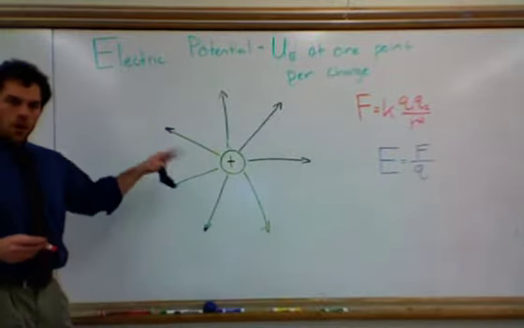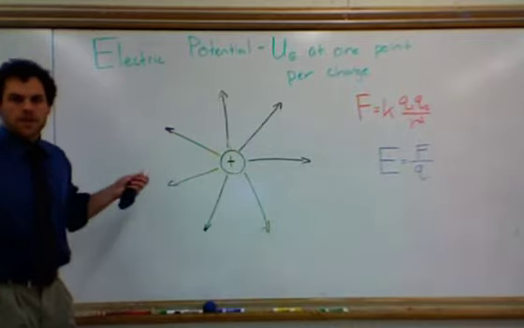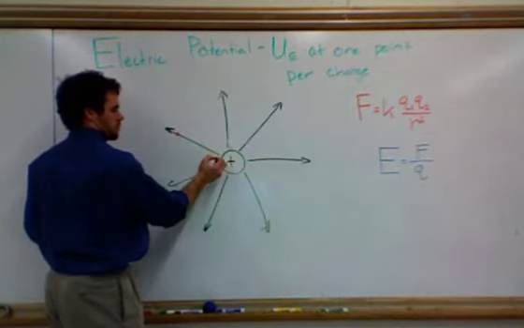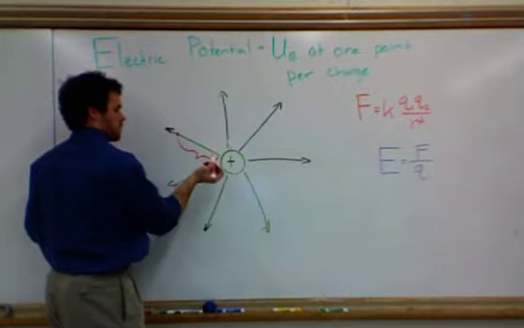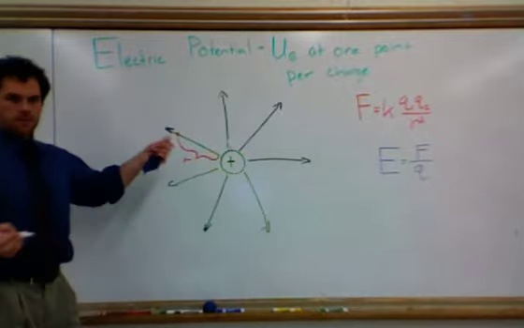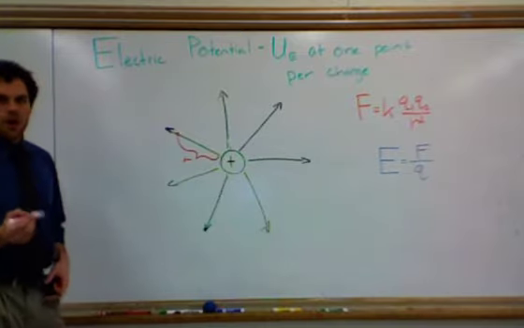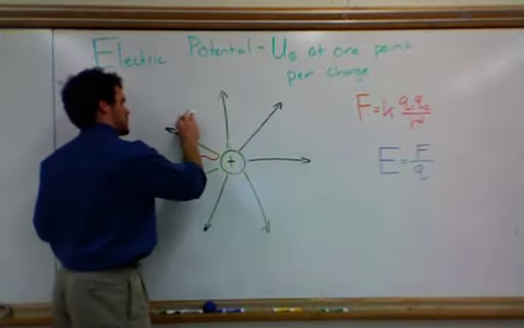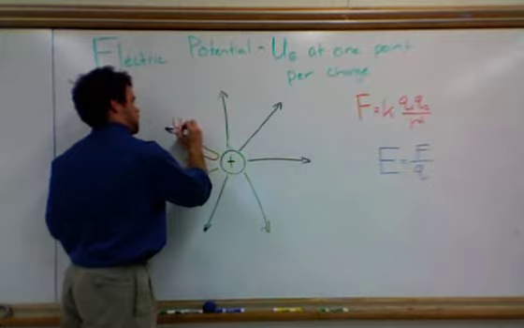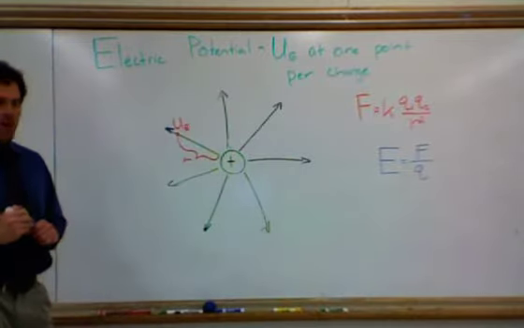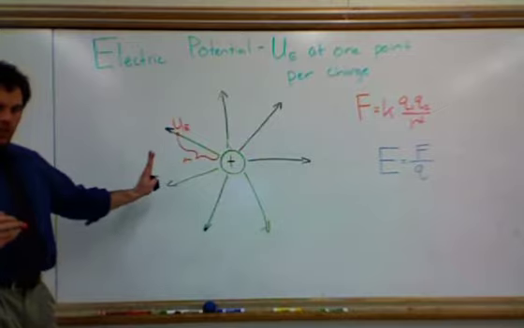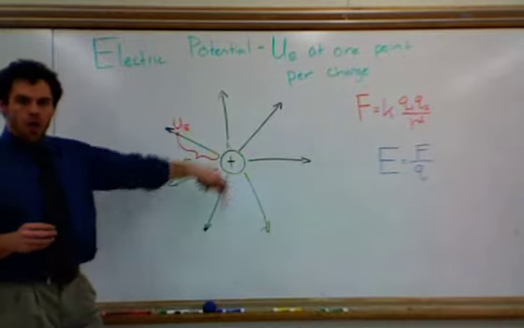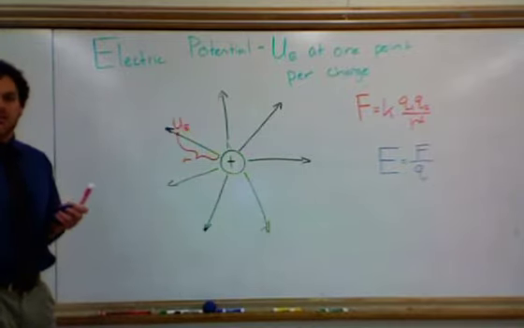At any point away from this charge, there's some potential energy. So let's just say right here, at this distance, we'll call this R, there's some force applied, and there's some electric potential energy at that point. And if this is the only charge in the system, then at that same distance R, all the way around, it's going to have the same potential energy at every point.